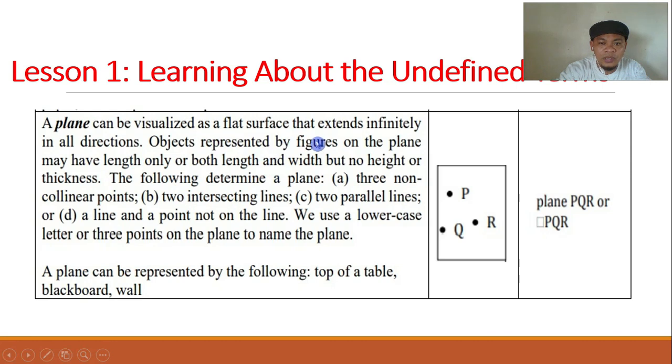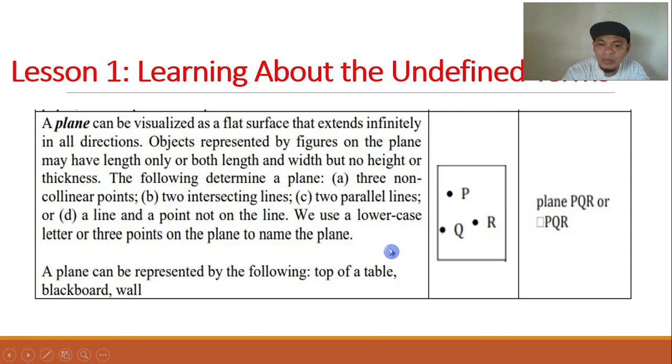Objects represented by figures in a plane may have length only or both length and width but no height or thickness. Wala po siyang height, walang thickness, pwede length or width. The following determine a plane: 3 non-collinear points, 2 intersecting lines, 2 parallel lines, or a line and a point not on the line. We use a lowercase letter or 3 points on the plane to name the plane.